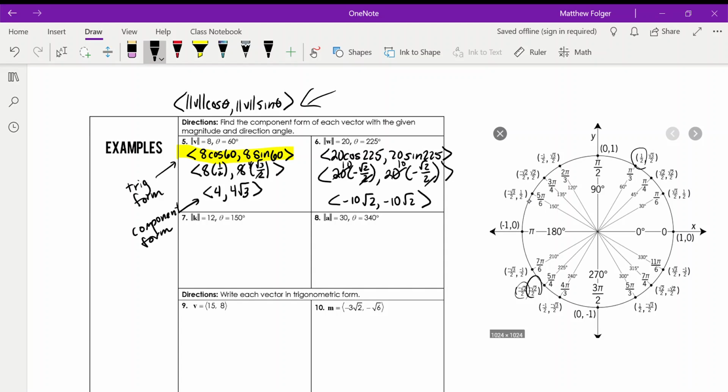Okay, let's do the next one. So we have 12 cos 150, 12 sine 150. Cos of 150 is negative square root of 3 over 2. Sine of 150 is just 1/2. So this is negative 6 square root of 3, comma, 6.